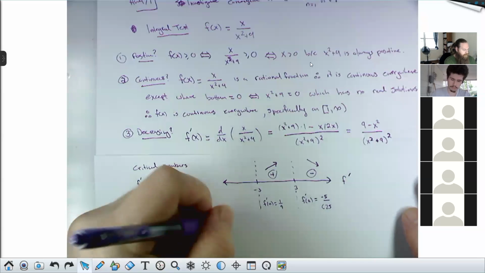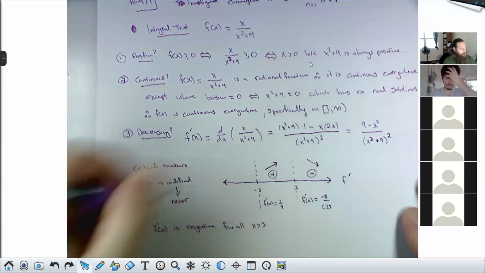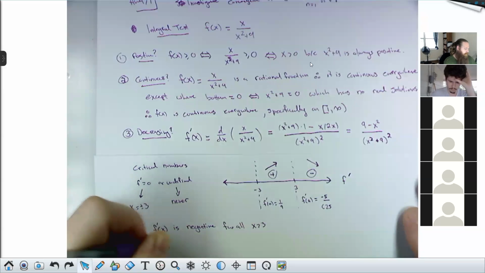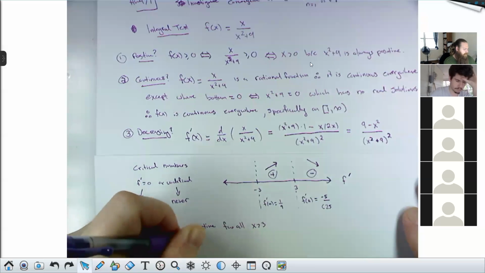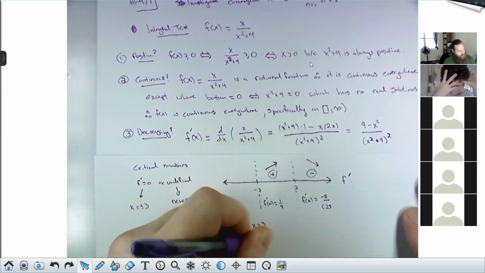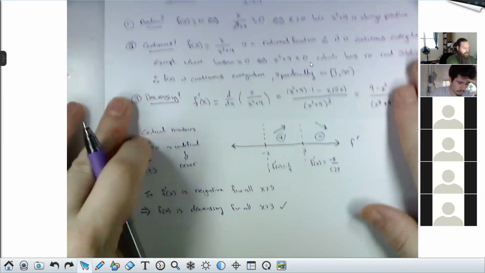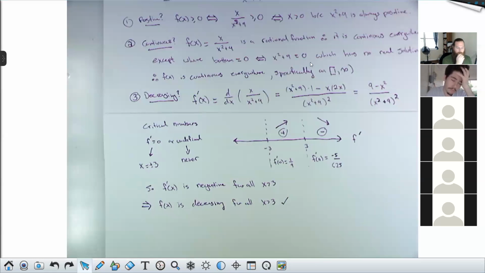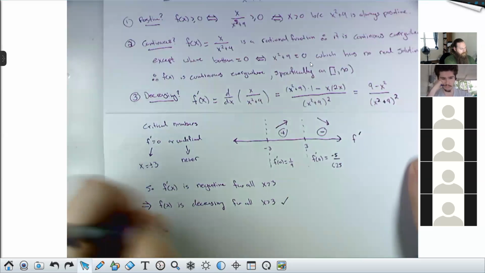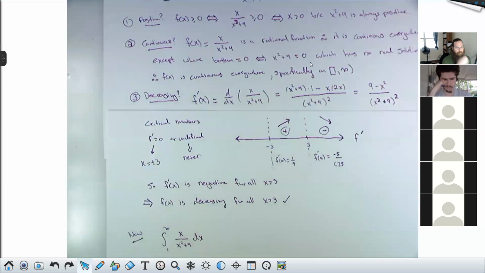So we'll say f prime is negative for all x greater than 3, which means f of x is decreasing for all x greater than 3, which is good enough for us. And then the last bit here, we would need to compute the integral. So, let's say now, integral from 1 to infinity of x over x squared plus 9. Since we've come this far, we might as well finish the problem. How do we do this integral?